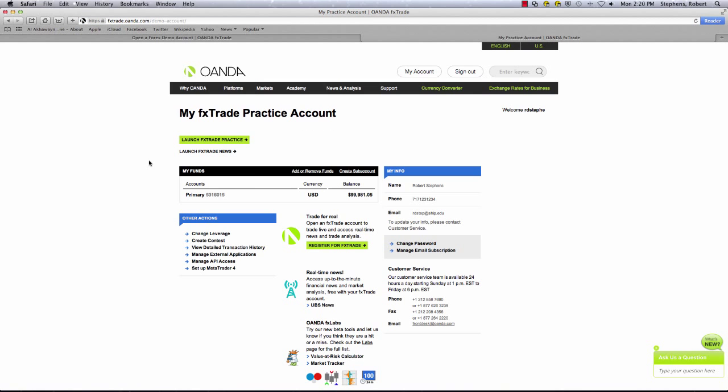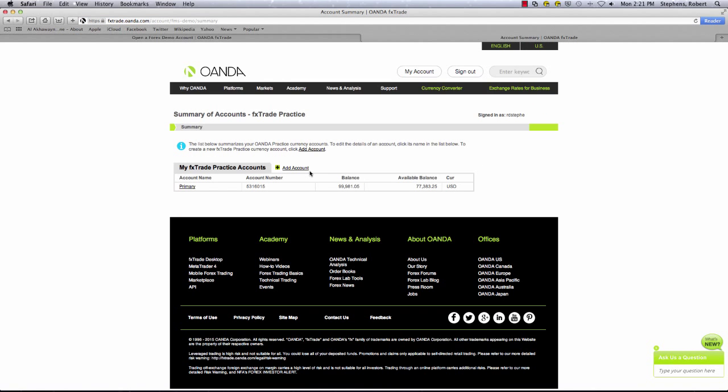Alright, it'll take you to your account screen here, and since I already started this, some things are a little different here, but you want to make sure that for your funds you have $100,000. So if you don't have $100,000, then click on Add or Remove Funds and make sure that you have $100,000.